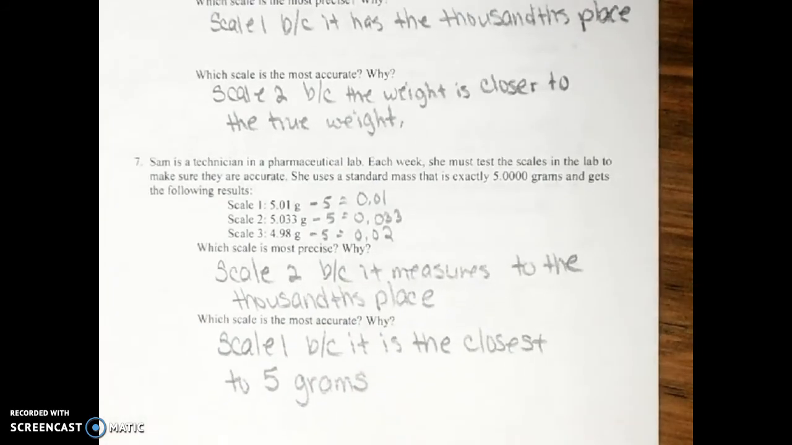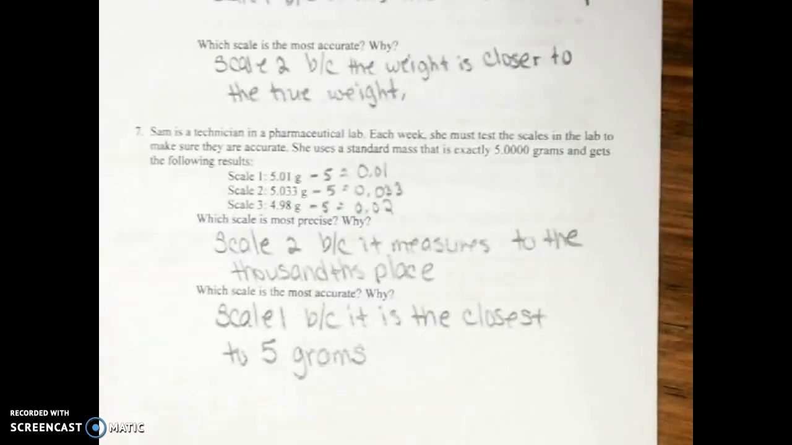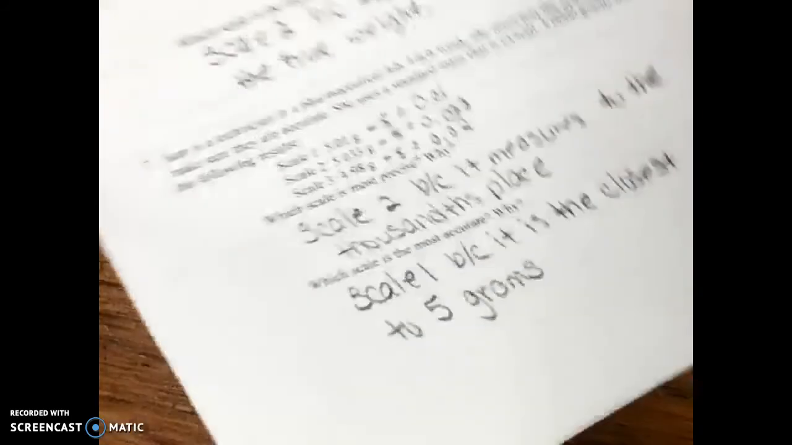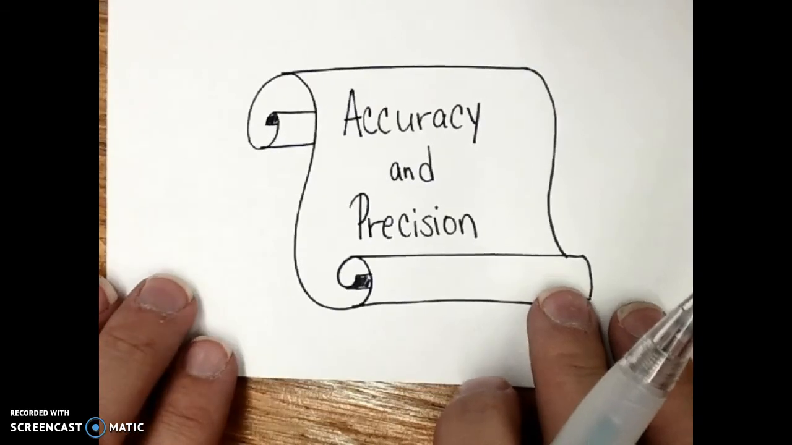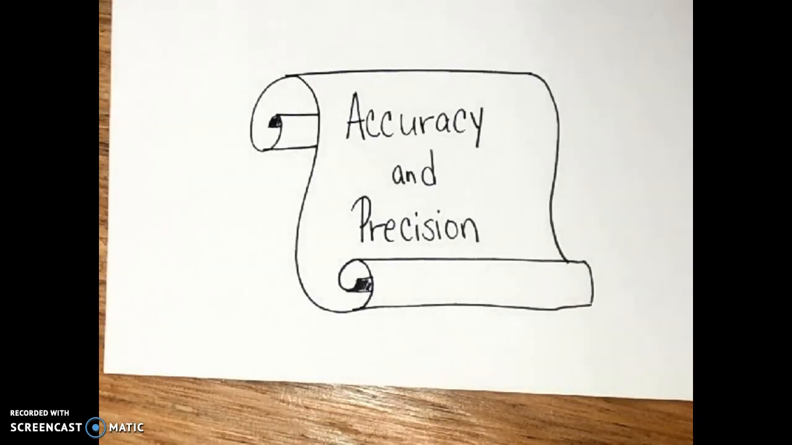So there you have it. You have your accuracy versus your precision. Accuracy is how exact you are. Precision is how many decimal places you are. How much trouble did you go to get the most precise answer that you could?